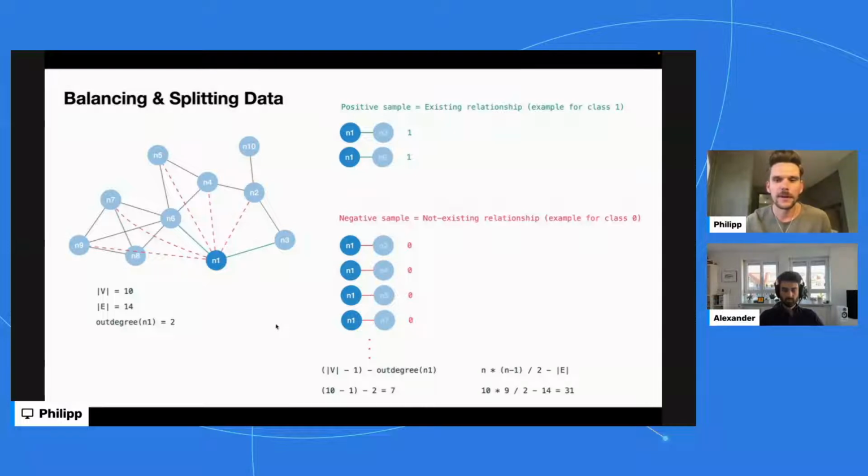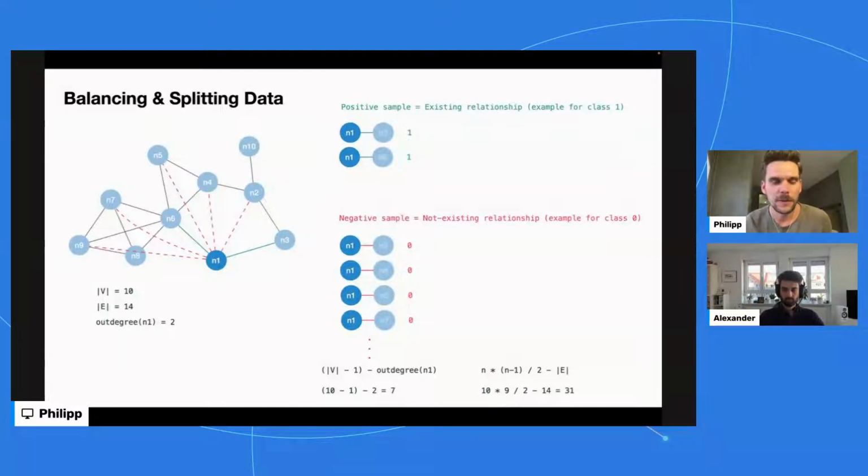If we extend this to the entire graph, we can calculate how many edges could potentially exist between all of the nodes, which is n times n minus 1 divided by 2, minus the edges that exist, which are 14. So there are 31 negative examples in our graph, but only 14 positives.